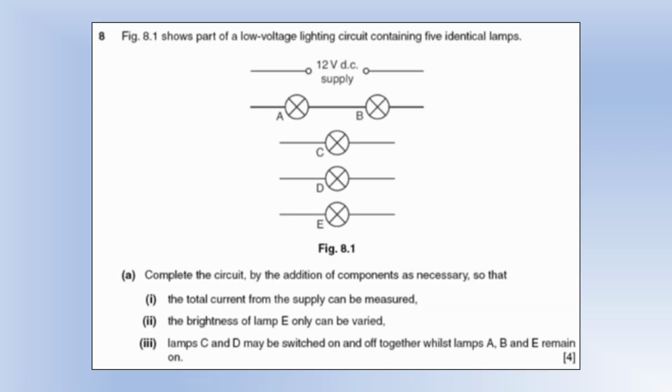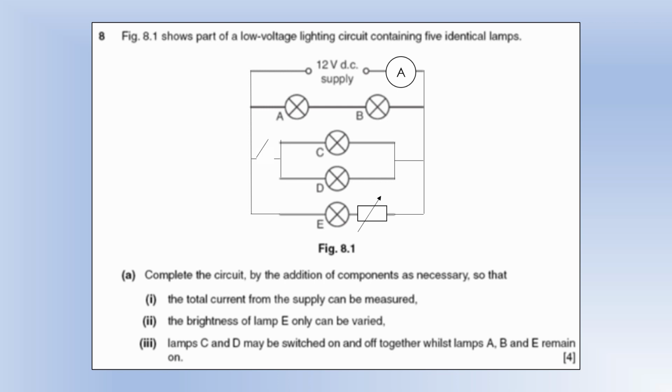So the diagram shows part of a low voltage lighting circuit containing 5 identical lamps. Complete the circuit by the addition of components as necessary so that the total current from the supply can be measured. So we're going to need some sort of ammeter in our circuit. So there's our ammeter connected to the supply. We can put it before or after, it doesn't matter.